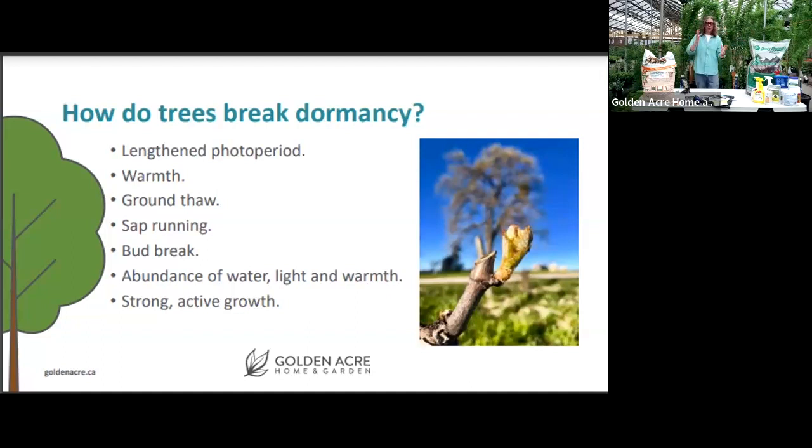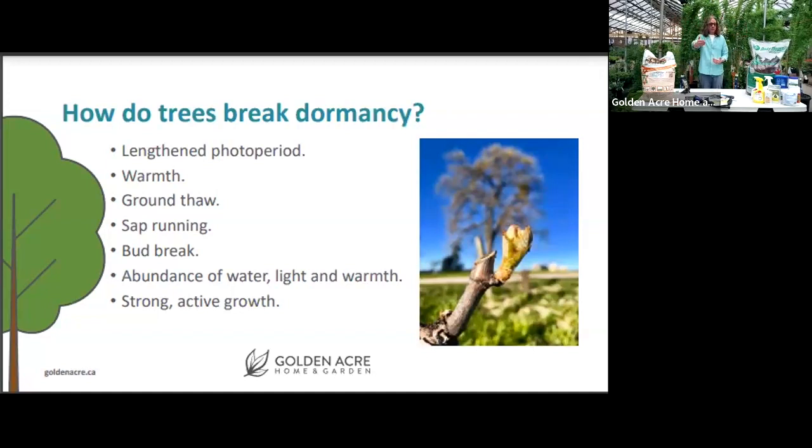With extra light comes the warmth. So now it's warming up. Things are moving. That photosynthesis is happening. The frozen ground is breaking. Moisture is getting into there. The tree is drinking that up. It's warm. It's ready to start photosynthesizing. The light is there, and we're getting bud breaks. Those leaves are coming out. And what we have now is this abundance of sunlight. We have this abundance of moisture.